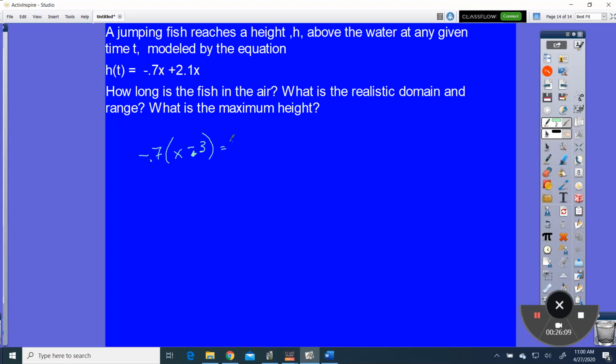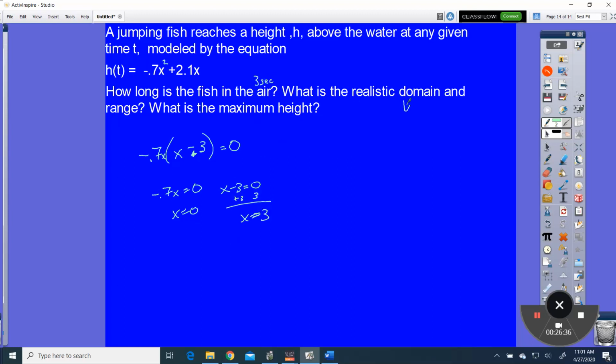So now that I've got it factored, oh, that's supposed to be a squared on that problem. Now that I've got it factored, I put each of those equal to 0. So the fish leaves the water at times 0, and it flies through the air for 3 seconds. It's quite the amazing fish. So how long is the fish in the air? It's in the air for 3 seconds.